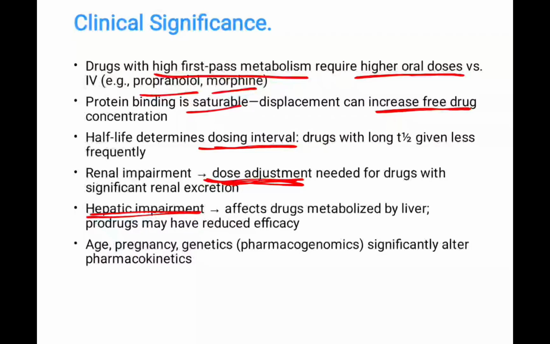Hepatic impairment affects drugs metabolized by the liver. So prodrugs may have reduced efficacy. Age, pregnancy, genetics, they significantly alter pharmacokinetics.